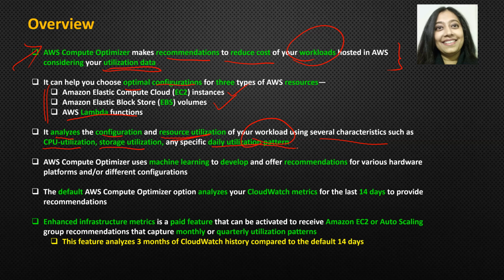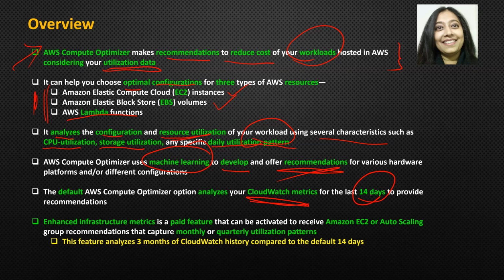Behind the scenes, it uses machine learning. So imagine that AWS Compute Optimizer is collecting all this data, using machine learning on top of it. And by doing that, it develops the various recommendations as to how to optimize these three types of resources. The default AWS Compute Optimizer option analyzes CloudWatch metrics data for the last 14 days. This is the default option.